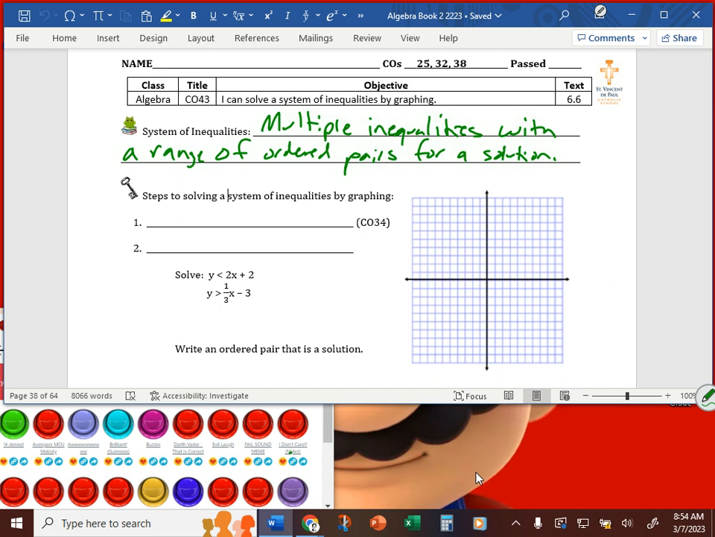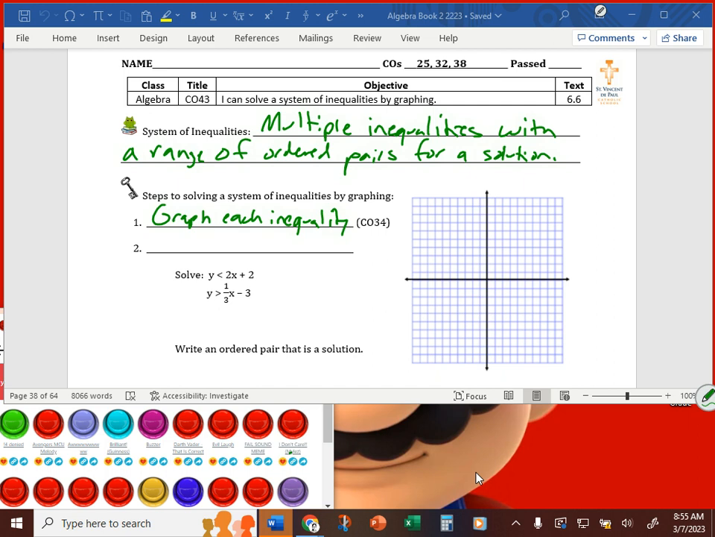First of all, we are going to graph each inequality. If you need a refresher on that one, you look back at CO34. Okay, we're graphing each inequality, and then number two, our solutions. Well, let's wait for a minute. Let's do step one first.